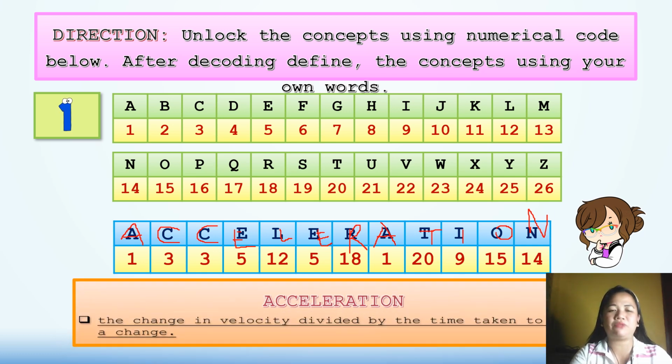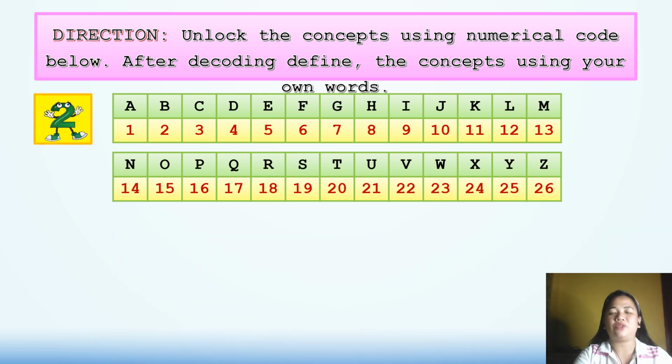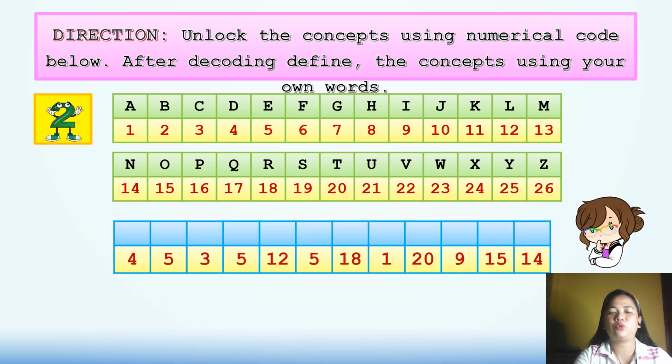Okay, how will we define acceleration? Always remember that acceleration happens if there's a change in your velocity. When there's a change of velocity divided by time, nagkakaroon tayo ng acceleration. Okay, so to elaborate more, you have to know two concepts. The term acceleration, ibig sabihin, mabilis ang isang bagay.